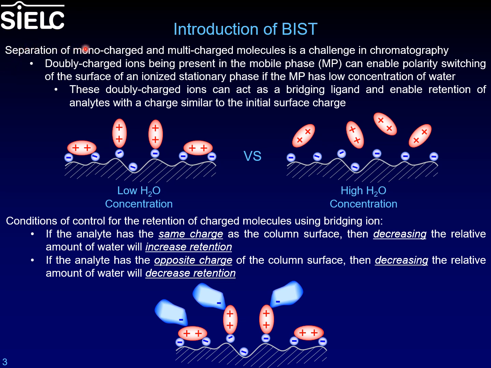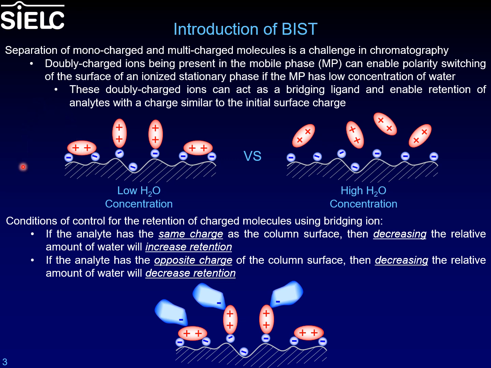The separation of monocharged and multicharged molecules is a recurring challenge in chromatography, and even the existing tools within mixed-mode chromatographic methods and ion exchange chromatographic methods are not universal in their ability to separate all multicharged molecules. To that end, it is noteworthy that if one were to use an ionically charged stationary phase and introduce a doubly charged ion to the mobile phase that has the opposing charge to the stationary phase, those doubly charged ions could effectively coordinate to the stationary phase surface and switch the charge of the stationary phase's behavior.